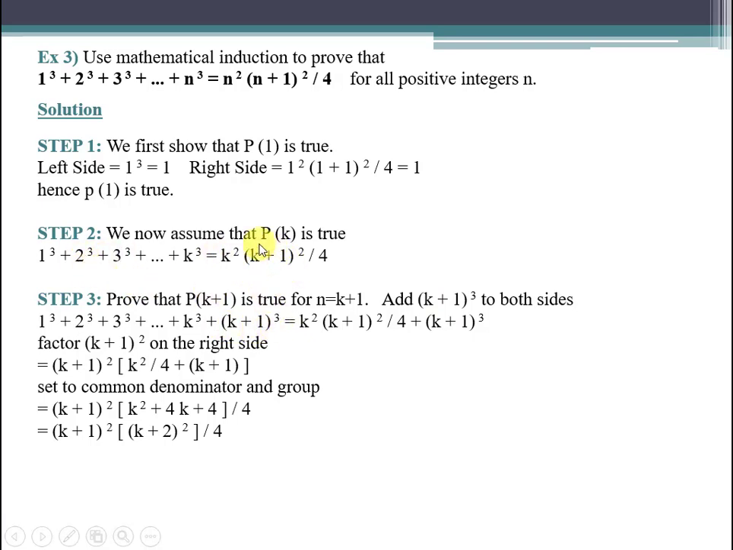We use the second assumption. So here we add to both sides of our equality k plus 1 cubed. And there is no change in our equality. They are again equal. But when we factor k plus 1 squared on the right side, here, what we have? k plus 1 squared multiplied by k squared over 4 plus k plus 1.